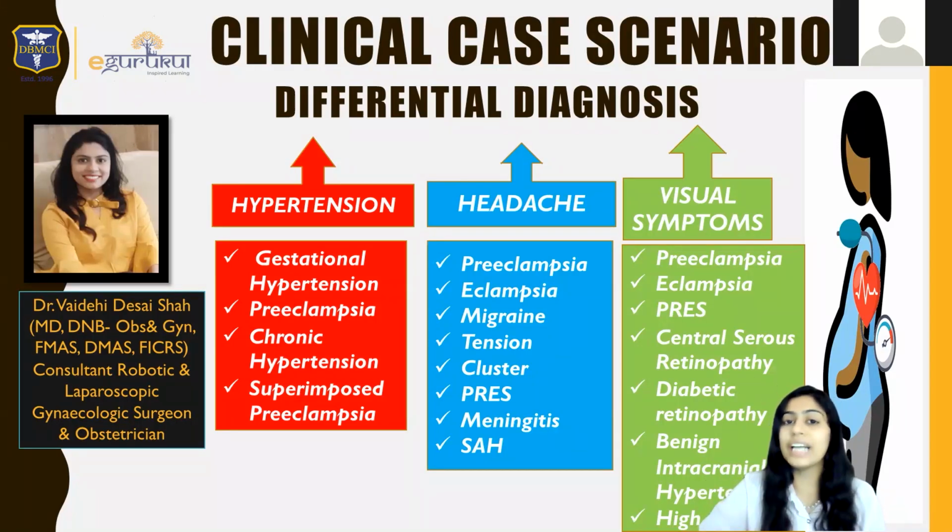So now these are basically a differential diagnosis. All right. So this is very, very important. We can narrow down our differentials to four main subtypes, that is gestational hypertension, preeclampsia, chronic hypertension, and superimposed preeclampsia. All right.